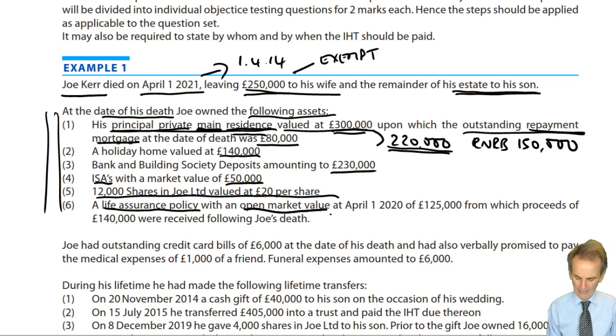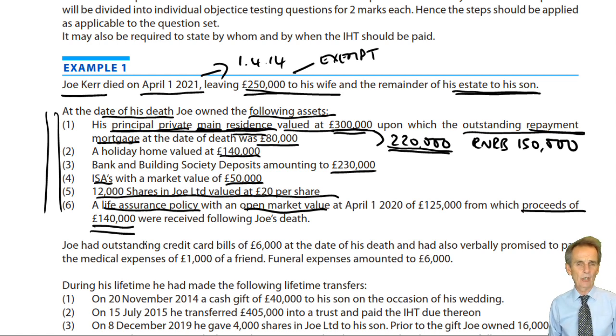An open market value that existed at the date of death and the figure that we need, which are the proceeds from that particular policy, and that's £140,000 received following Joe's death. That is the figure for us then to include within the chargeable estate.